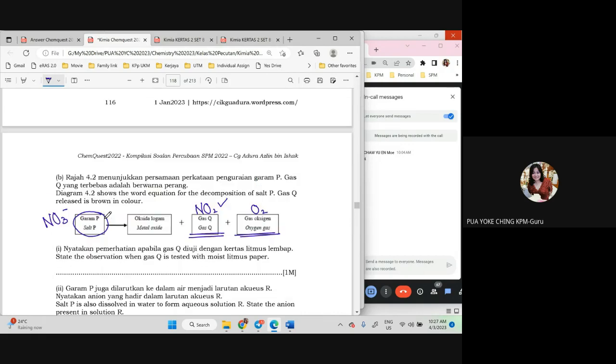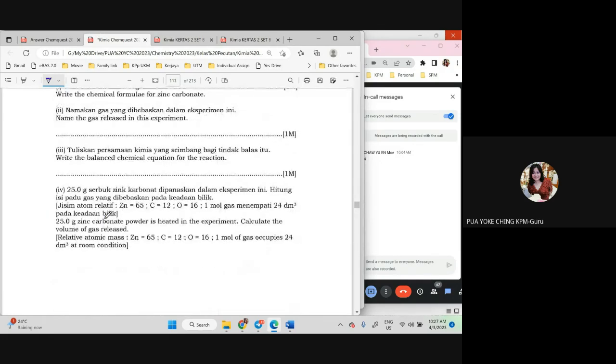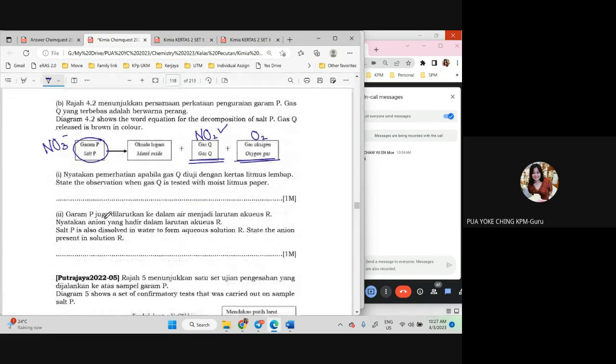So soalan garam is like this lah. You check. Okay? Siapa dia? So dia tanya Q diuji dengan kertas litmus lembab. So you must remember NO2 is acidic gas. So you will have blue litmus paper, turn red. So it asks you N ion. So your N ion is NO3-. It will not ask you what is the name of P because it didn't give you what is the P.